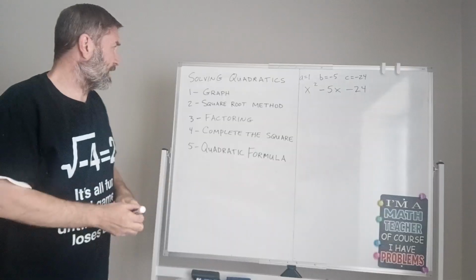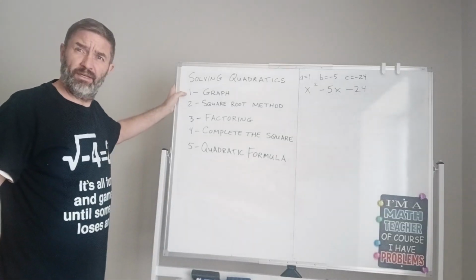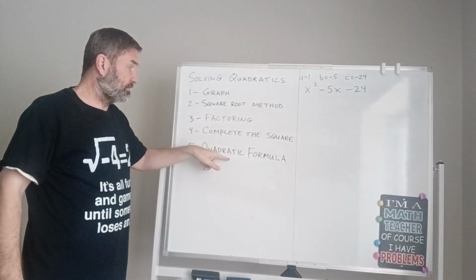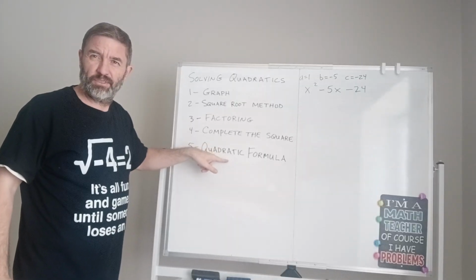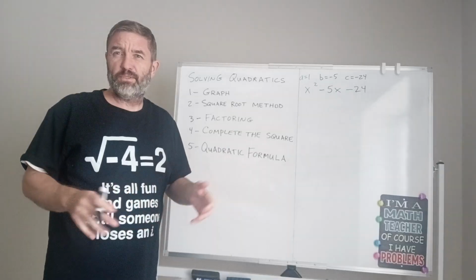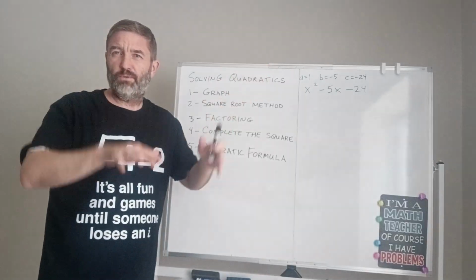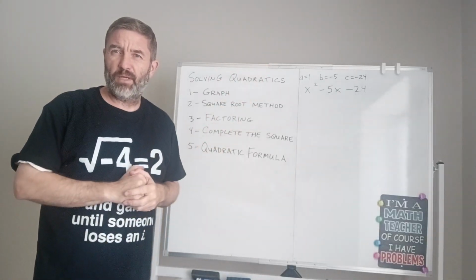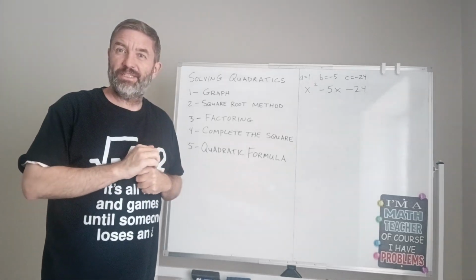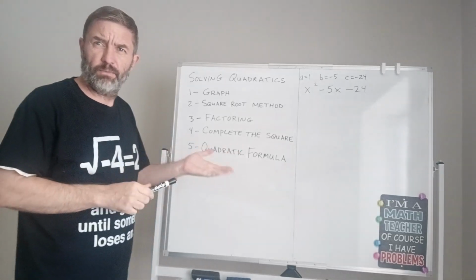So we're going to go over factoring today, but notice there's also graphing. There's the square root method. There's completing the square, and then there's finally the quadratic formula, which is that monstrous thing: x equals negative b plus or minus the square root of b squared minus 4ac all over 2a. And if you're not mind blown by now, yeah, that's what it is. So hopefully you can start to make sense of that.